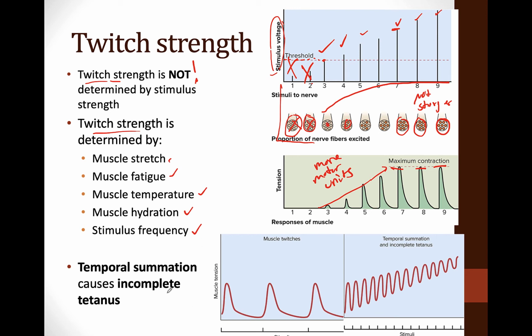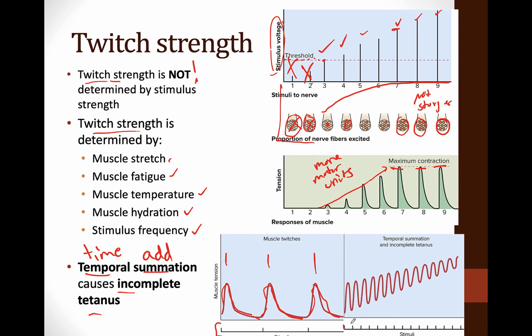So we can see an example of this down here with something called temporal summation. So temporal means time, and then summing means we're adding it together. And this is going to cause something called incomplete tetanus. So in this first example, the stimuli are right here, here, and here. You can see the stimuli on the bottom. The muscle twitches, relaxes. It gets to relax fully. It twitches again, relaxes fully, twitches again, relaxes. So this would be normal. There's no summation here.